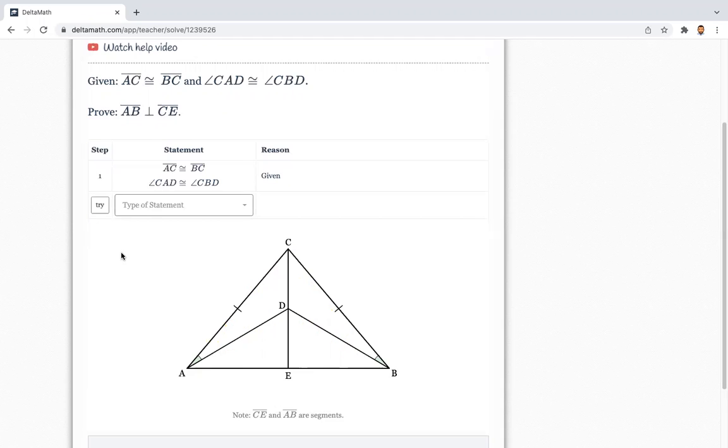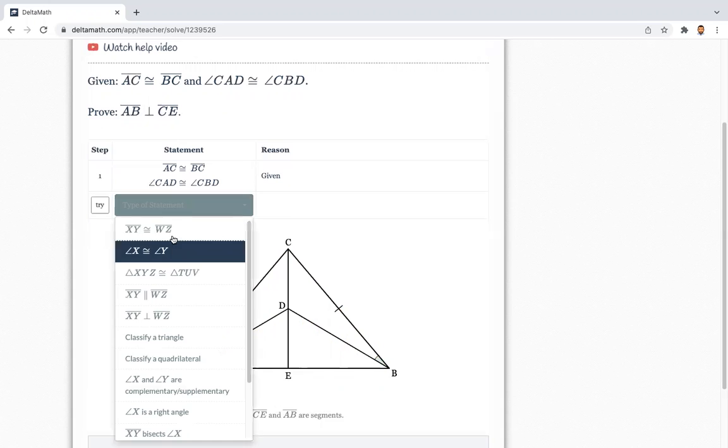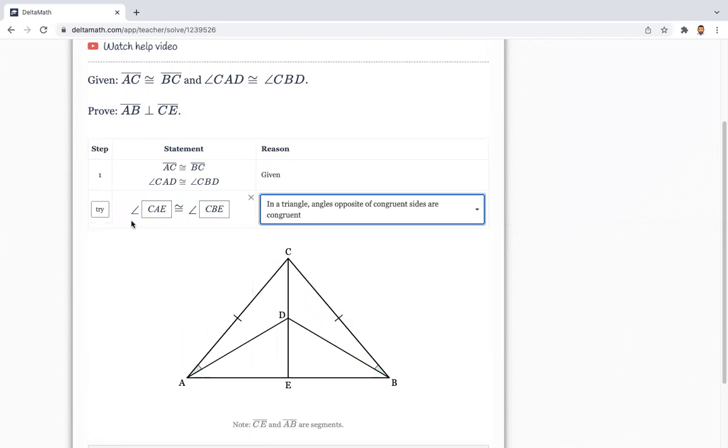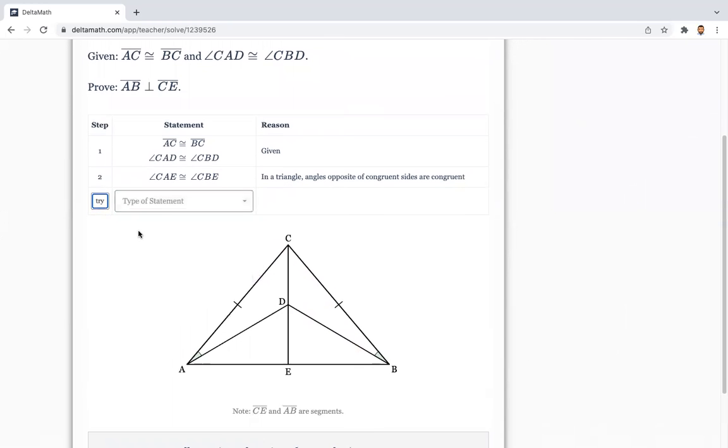From the given information, this is really similar to the last one. AC is congruent to BC, CAD to CBD. Going to be kind of easy, I guess, because I do have to do the whole same proof. Okay, we're going to do isosceles, so we can say angle A is congruent to angle B. We have to say CAE to CBE. Opposite. Should be able to just import my stuff from last time.